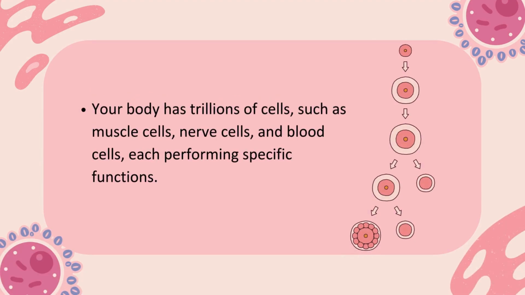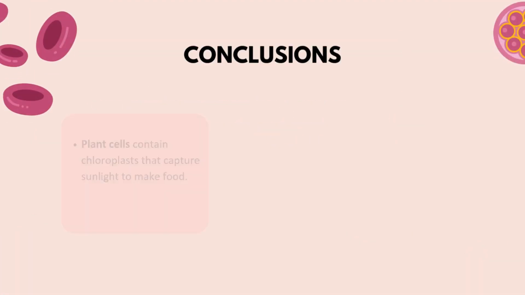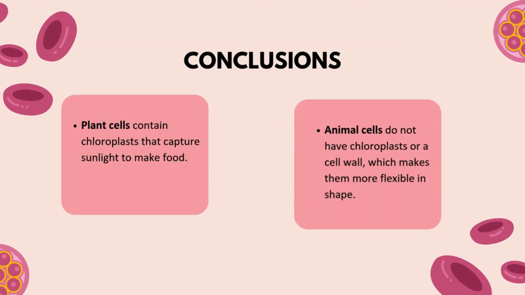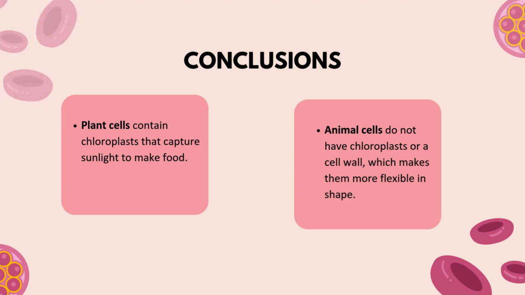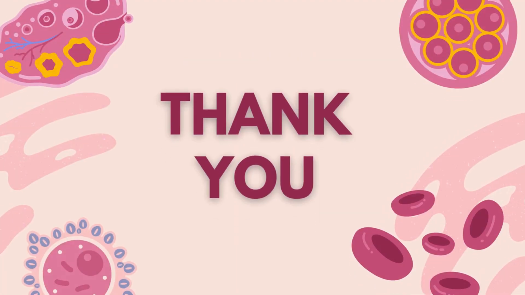Your body has trillions of cells, such as muscle cells, nerve cells, and blood cells. Plant cells contain chloroplasts that capture sunlight to make food. Animal cells do not have chloroplasts or a cell wall, which makes them more flexible in shape.